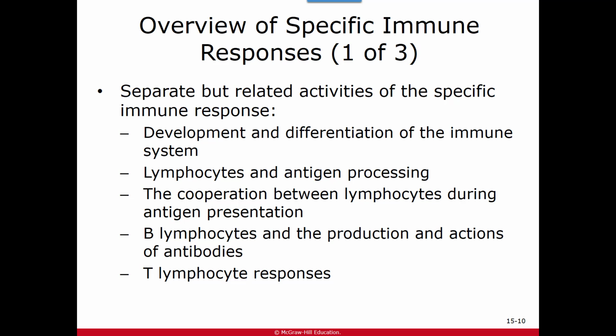Now, a little bit about our immune system response. There are lots of things going on in the adaptive immune system. So I'm going to be talking about B cells and T cells a lot, but we're going to talk about differentiating the different parts of our immune system. We're going to talk about how lymphocytes and antigens recognize each other, the cooperation between the different lymphocytes, because they do work together. And then we're also going to talk about how they can produce various types of antibodies and other types of T cell responses. So lots of different things.